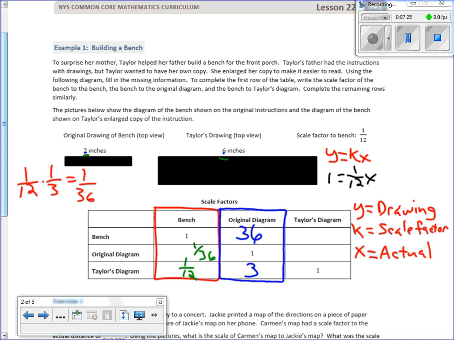So what we have to do to get x by itself is multiply both sides by 12. And the 12's cancel. We get x equals 12 times 1, which is 12. Okay, so the bench is 12. The original diagram, if this is 1, remember the original diagram was taking Taylor's diagram of 6 and dividing it by 3. Well, 1 divided by 3 is 1/3. Okay, and there are the scale factors going in each direction for everything. All right.